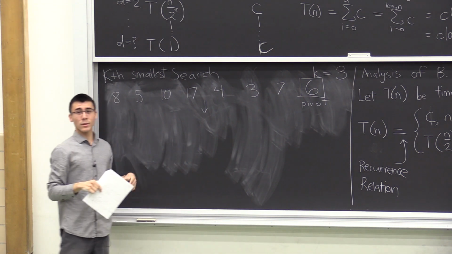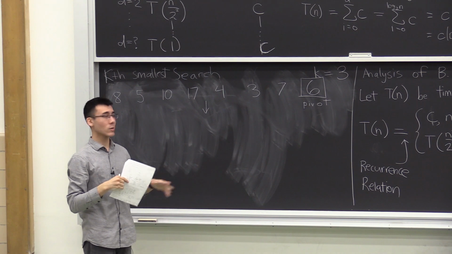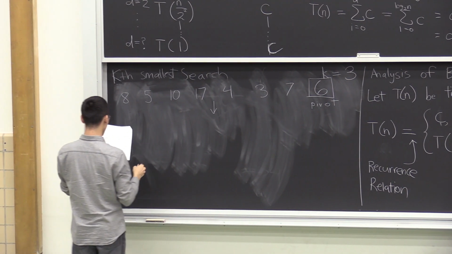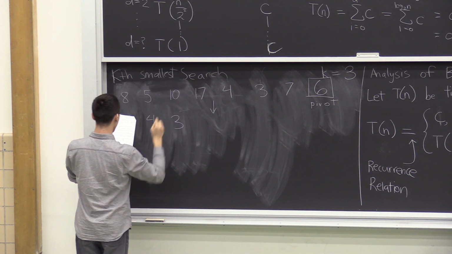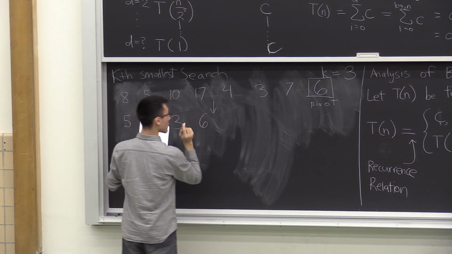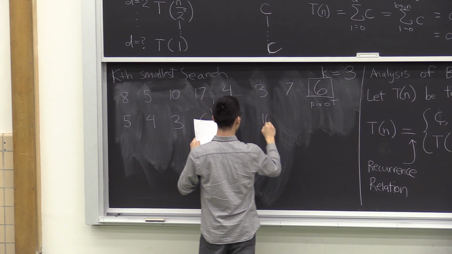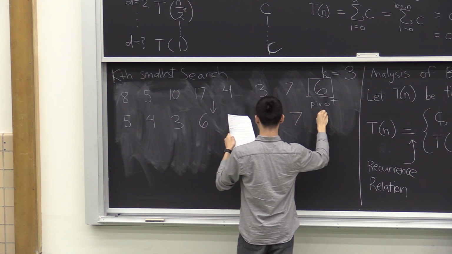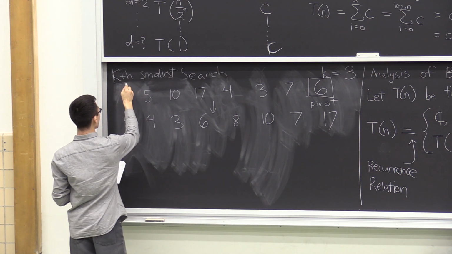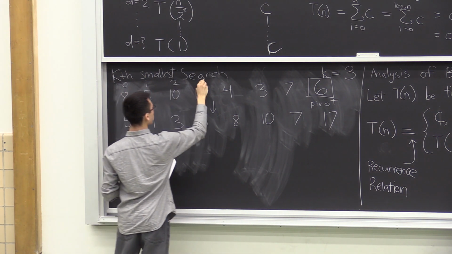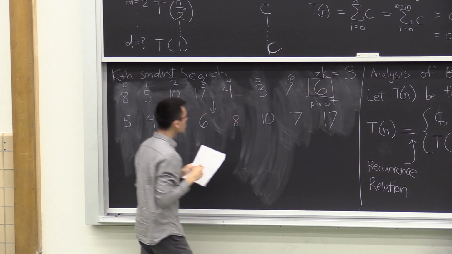Now, I'm not going to go into it in too much detail because I did go over it step by step in the last lecture. But the result of that will be something like this. I have 5, 4, 3. Then we have 6, our pivot. Then we have the rest: 8, 10, 7, and 17. And just to keep track, this is index 0, 1, 2, 3, 4, 5, 6, and 7.